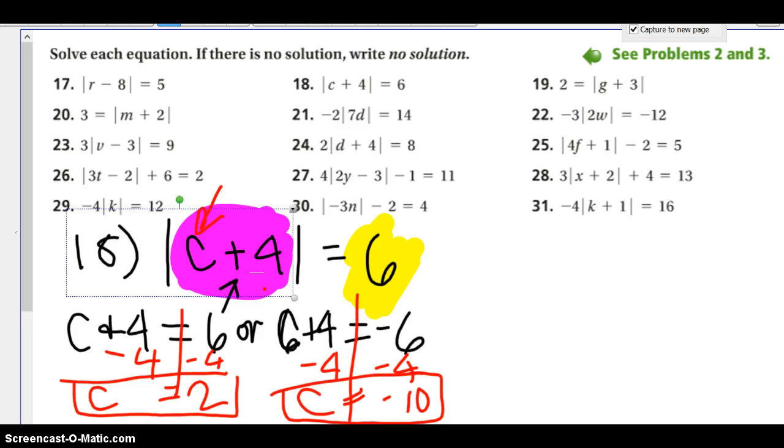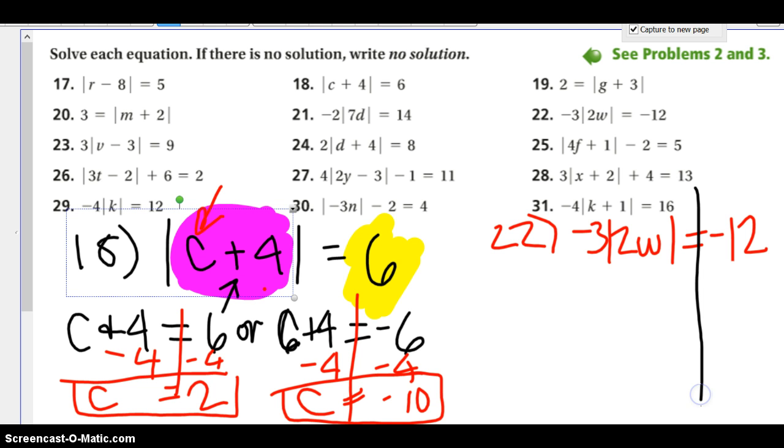Number 20, I'm not going to do 20 with you because really it's the same as 18. It just has the 3 on the other side. So let's look at 22. 22 says negative 3 times the absolute value of 2w equals negative 12. So several people right away said, hey, you can't do it, it's no solution. Not true.